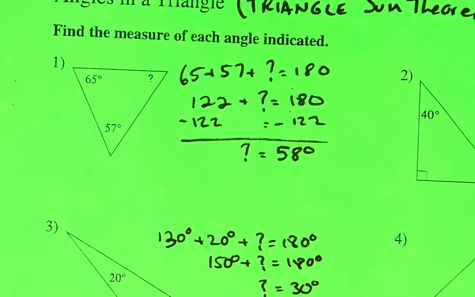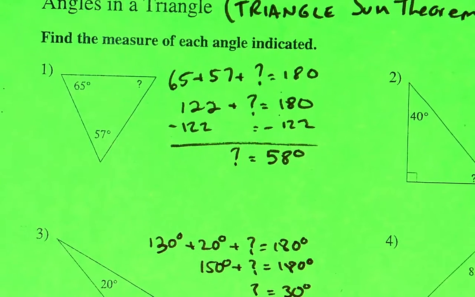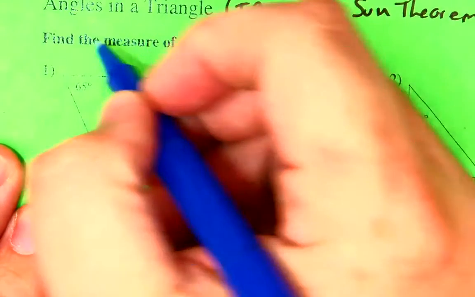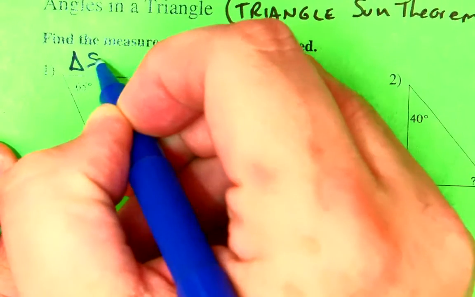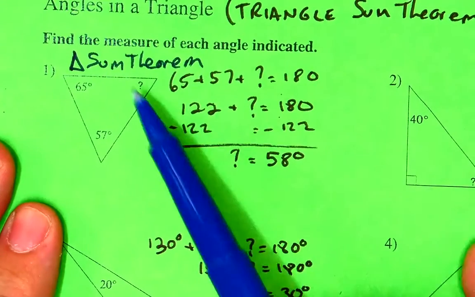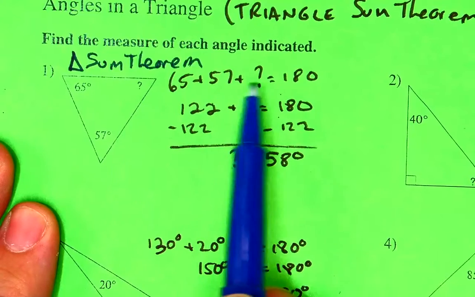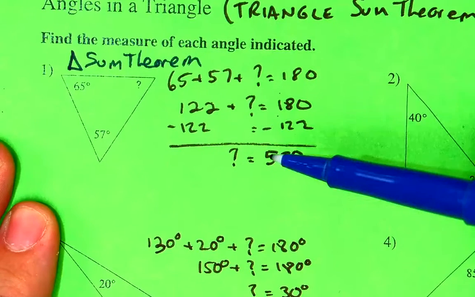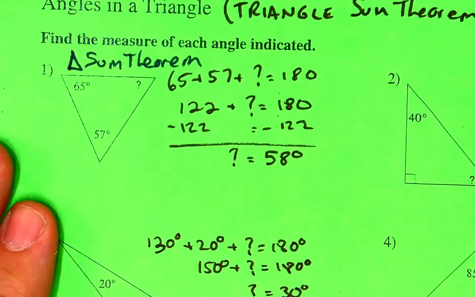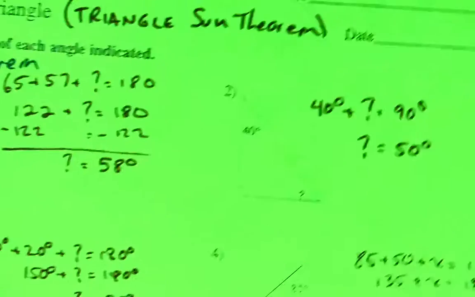I'm going to start off by going through a few of these right off the bat and showing just some ways to solve this. For this first one here, that's the triangle sum theorem, which we ended up with 65 plus 57 plus the question mark is equal to 180. Solve that, we ended up with 58 degrees. So you can pause that and look at that.